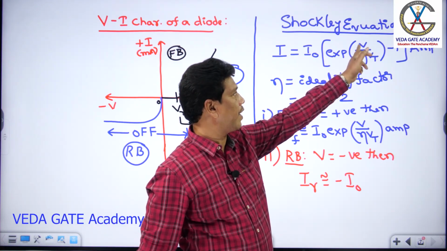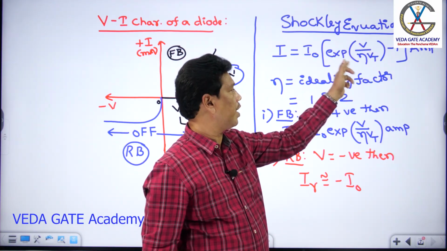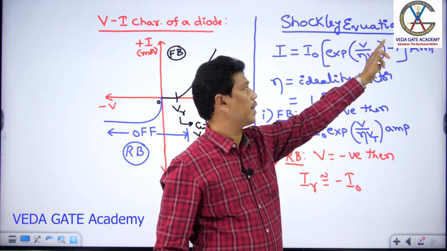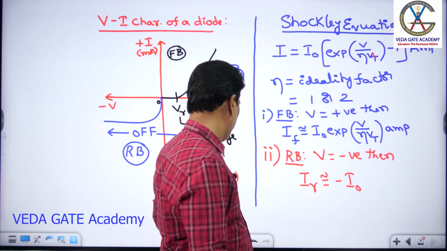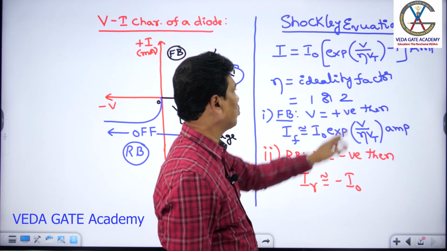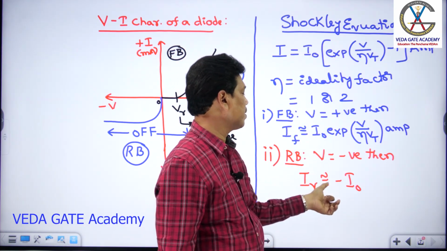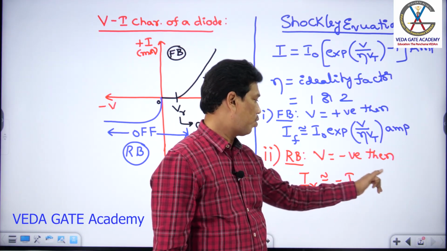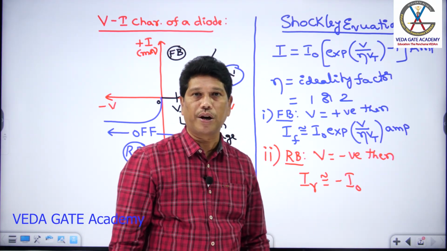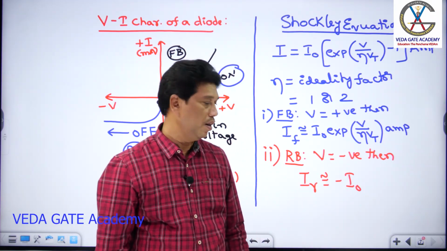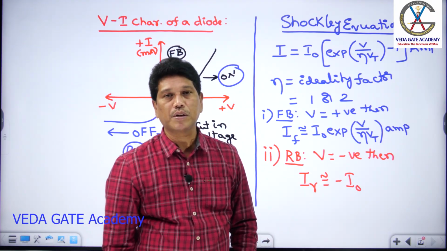If I take V negative, the 1 by exponential value is neglected as compared to 1, so the current in reverse bias is close to minus I naught. So in reverse bias, remember that the current is independent of voltage. It depends on I naught, which strongly depends on temperature, and the negative sign stands for reverse bias.